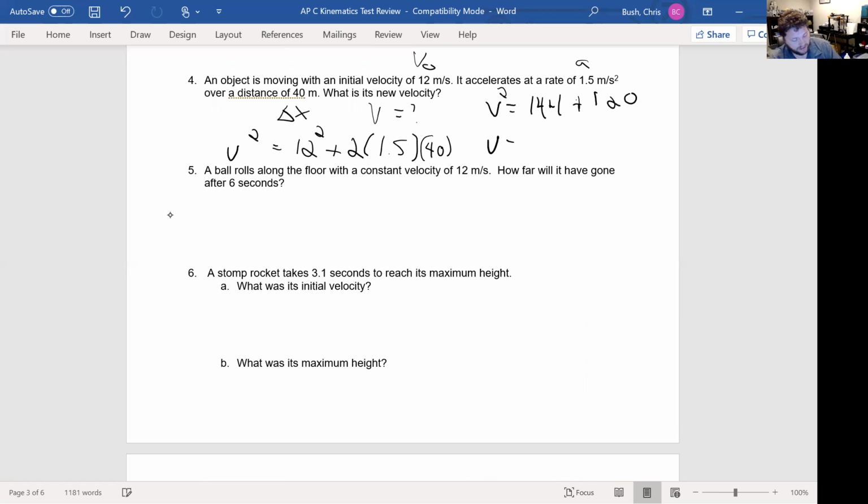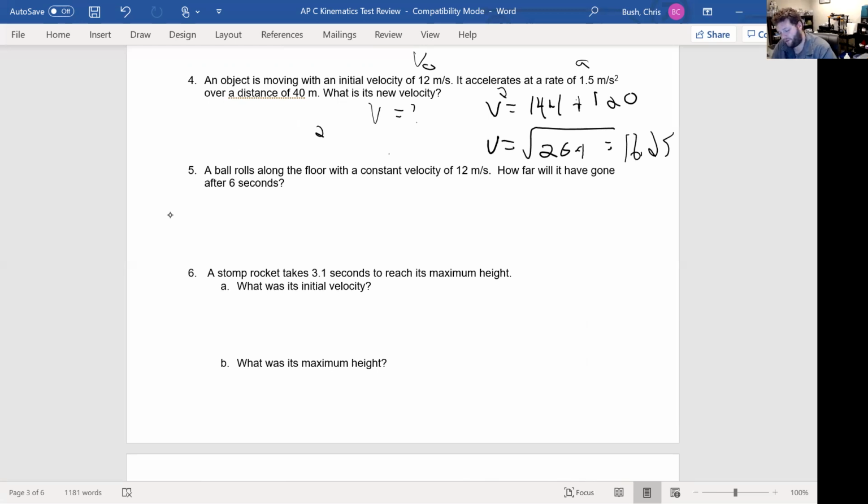So v is going to be equal to the square root of 264, which is 16.25 meters per second. Technically, plus or minus. Be careful of that. All right. And then that really only shows up in free fall.